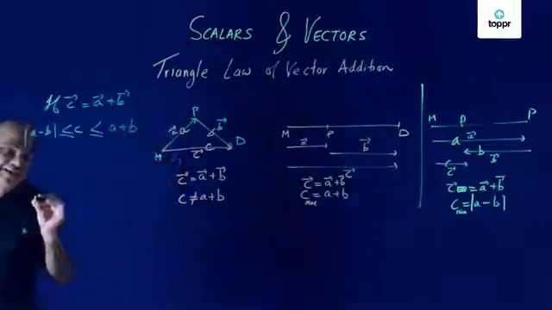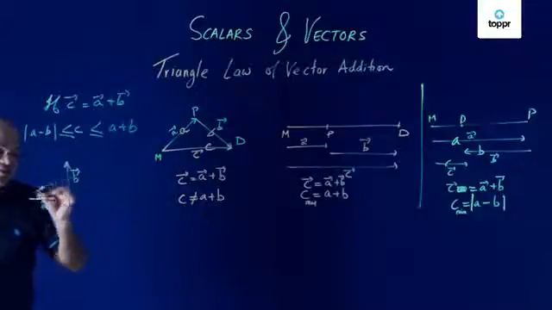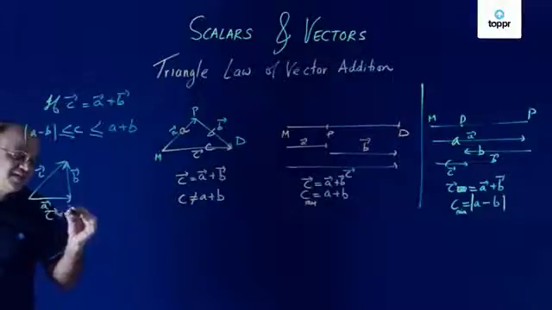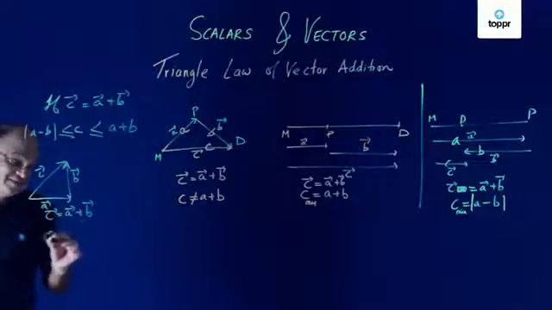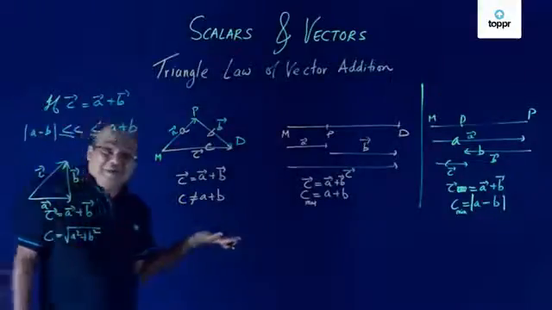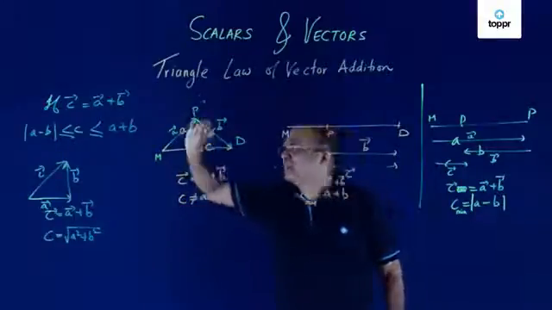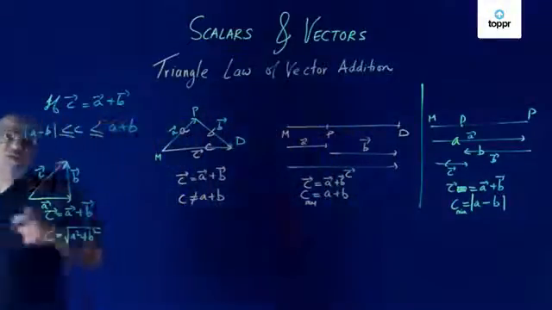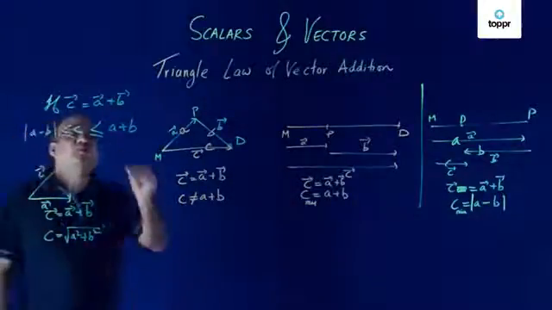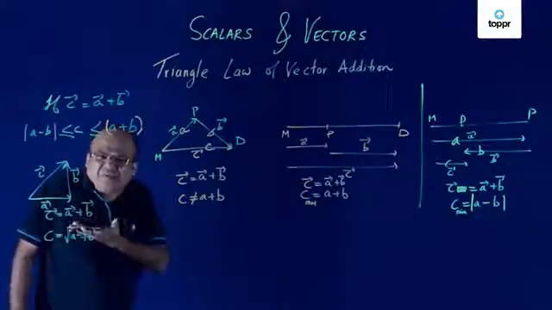Suppose we get a right angle triangle. This is A vector. This is B vector. This is C vector. Then here C vector is A vector plus B vector. And C magnitude wise is root over A square plus B square as per Pythagoras theorem. So that's a special case. But if C vector is A vector plus B vector, C will always be more than or equal to mod of A minus B and less than or equal to A plus B. Remember that. These kinds of questions come.